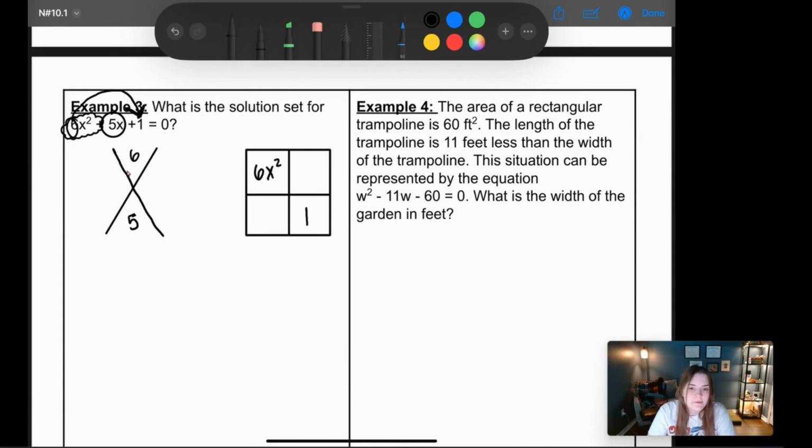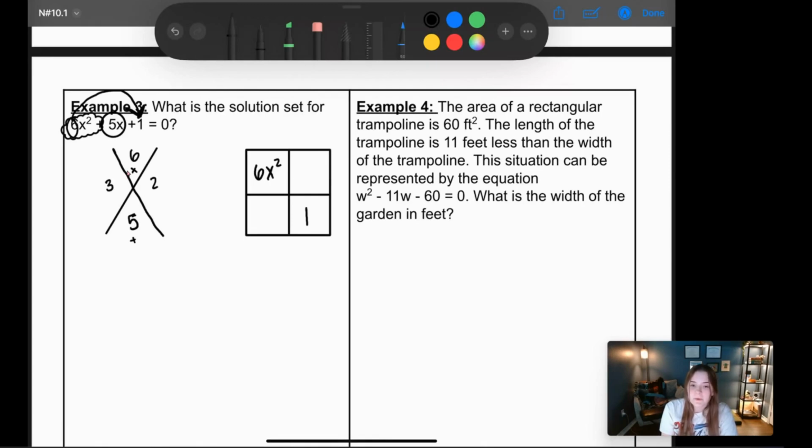You don't have a lot of options, right? I know that 1 times 6 gets me 6, but will that add to 5? No. But what about 3 and 2? It will, right? 3 times 2 is 6. 3 plus 2 is 5. Because remember, we're multiplying to get this, adding to get this.